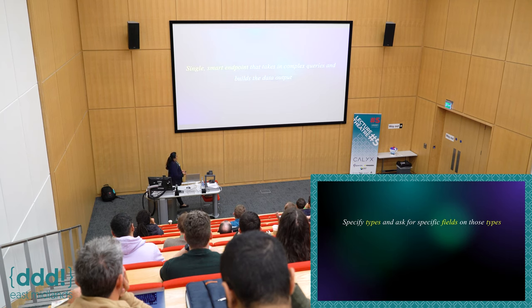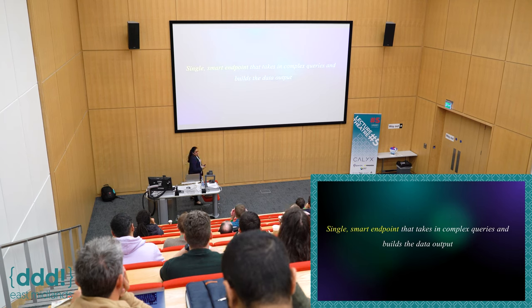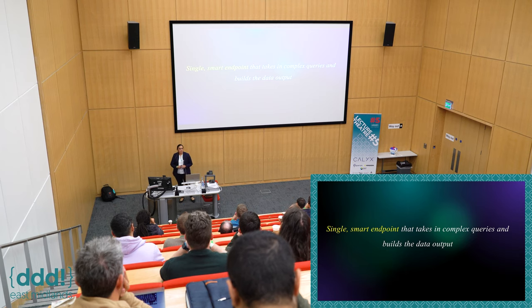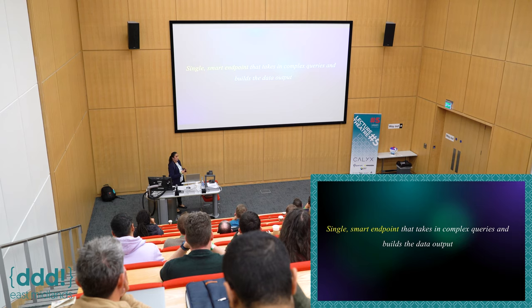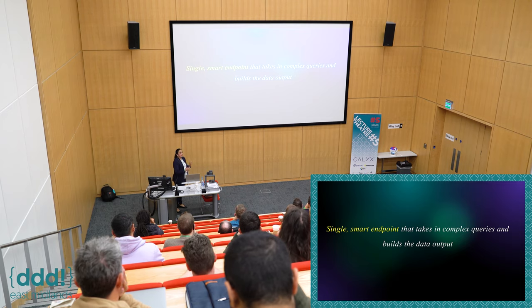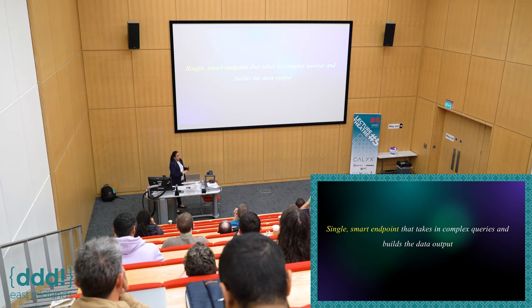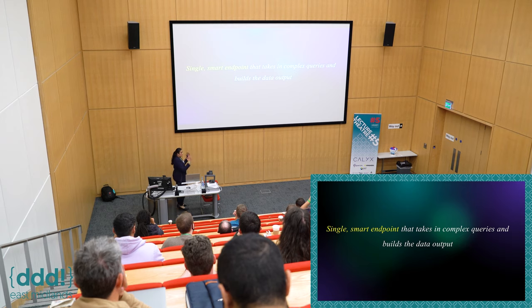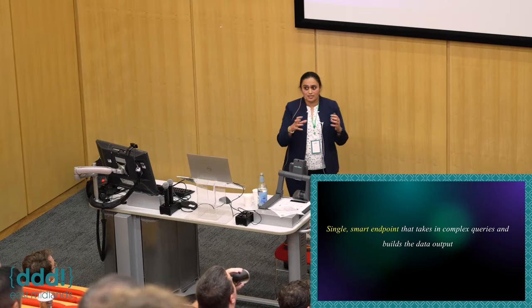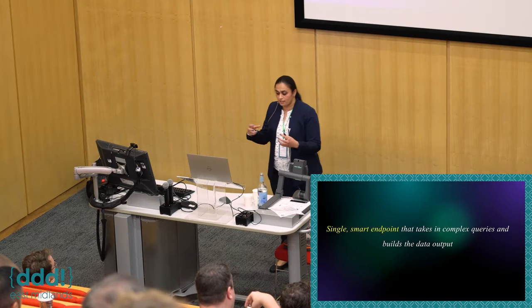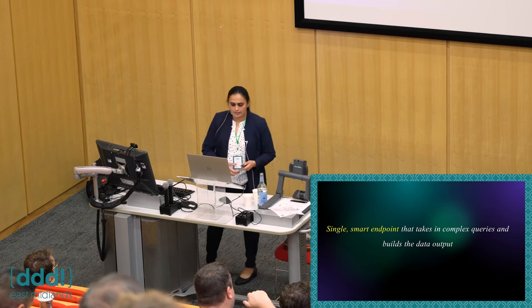And what you get from GraphQL is a single smart endpoint. What that single smart endpoint does is it takes in queries and gives your data a shape. It builds the data output quite dynamically for you because you are writing queries. Queries can be anything. You decide what your query is. So GraphQL deals with building that data output for you. So if you visualize your data as a graph, GraphQL helps you extract parts of that data graph for you. And that's what GraphQL does.